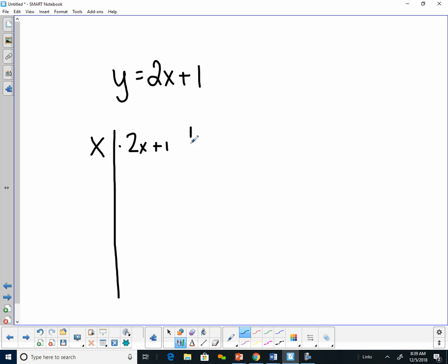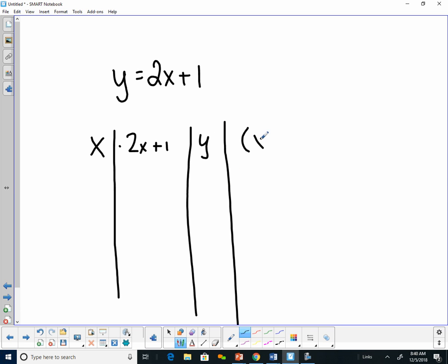So 2x plus 1. Then I want you to list my y. Then I want you to list me your ordered pair. So this is going to be the standard table for every time you do this. The only thing that's going to change is this right here, because you're going to put your new equation in each time. Now, so here I would like 5 points.